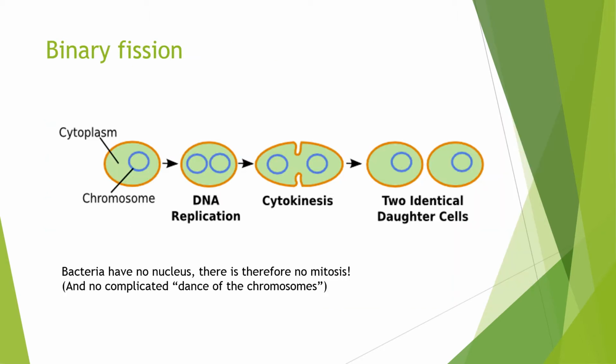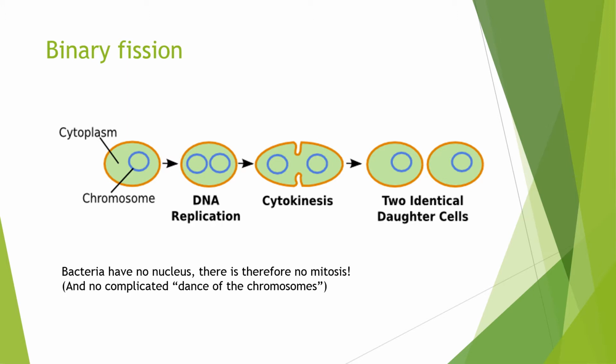Binary fission, very, very easy. Bacteria have no nucleus. So therefore, they don't need to do mitosis. Remember mitosis? You've got this really complicated dance of the chromosomes. They've got to arrange, and then they're being pulled in two different directions towards the poles of the cell.